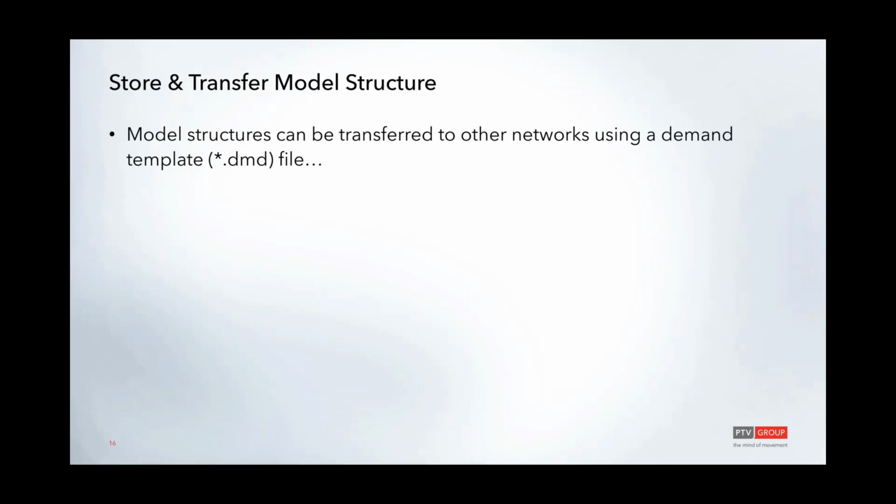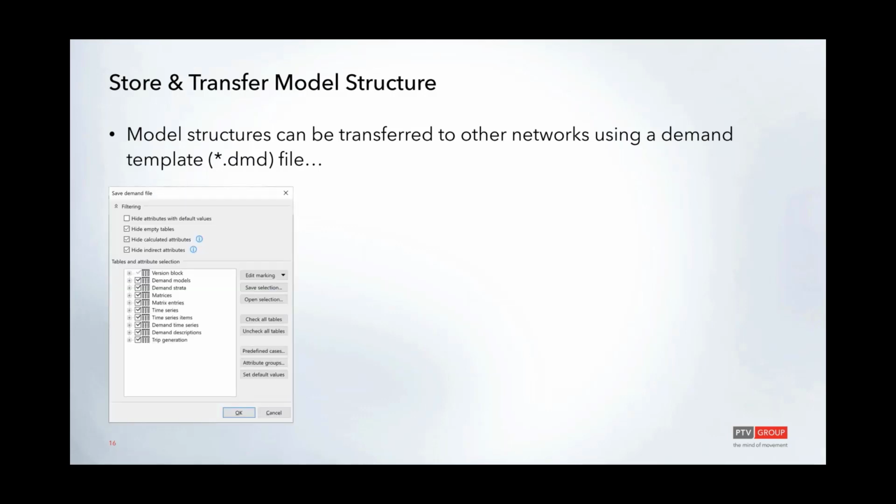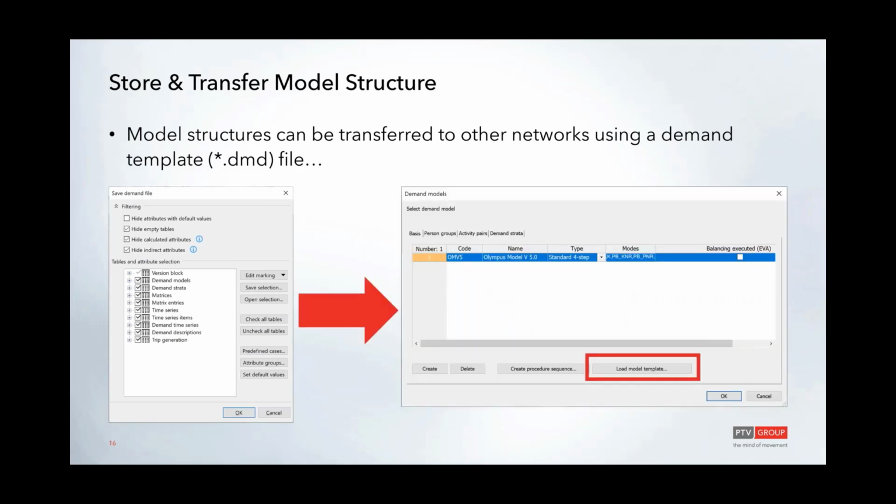So model structure transfer, again, is the same demand file that we just looked at. So the workflow for this was first create a model in a certain Visum network, and then save that using the save demand file menu, and then load the model that has only the network in which you want to apply this demand model, and then use the load model template to load this new model structure into an empty network file.